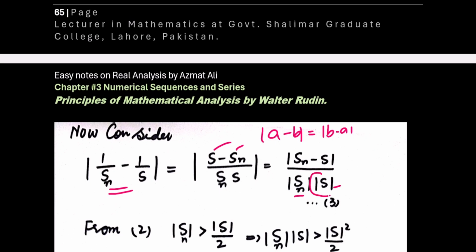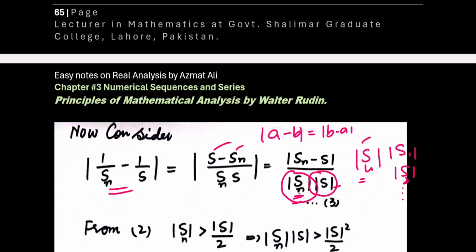Clearly, the absolute value of S is a real number, but the absolute value of Sn is not a single term, it depends on n. When you vary the values of n, it will give different terms of the sequence. For example, for n equal to 1, this is the absolute value of S1, for n equal to 2, this is the absolute value of S2, and so on. So this is not a single term, it entirely depends on the choice of n. So my first target is that I want to remove this term from here. I want my denominator to be independent of Sn.